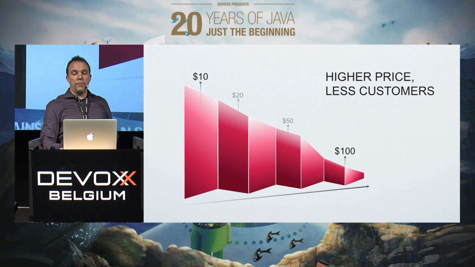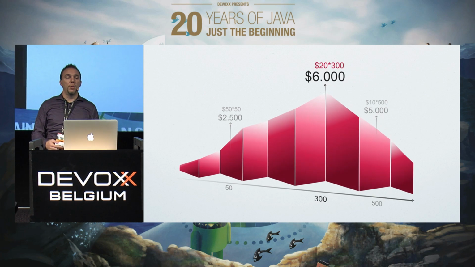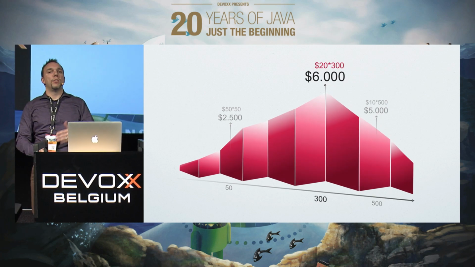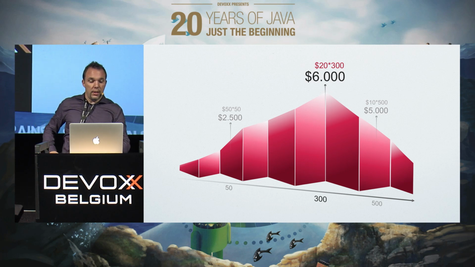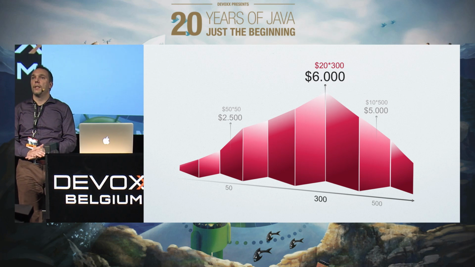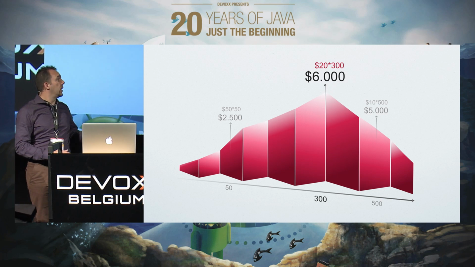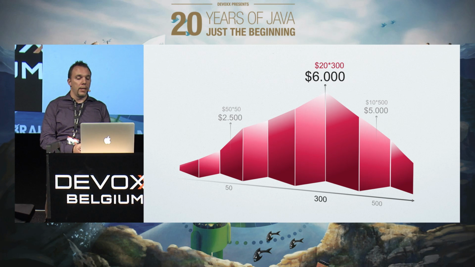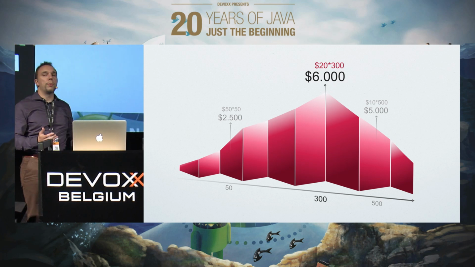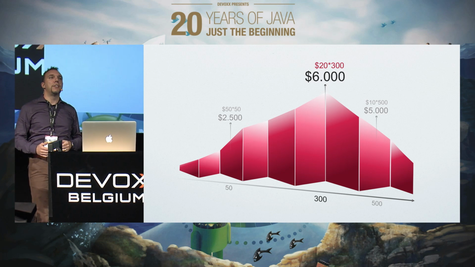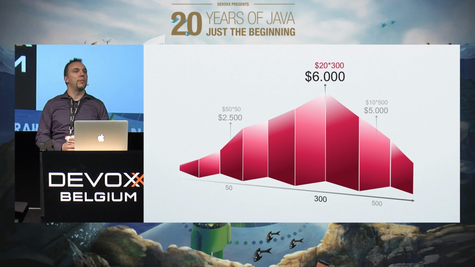Now, if you multiply price times the amount of sales you will do, you'll get this curve. This is your revenue curve, right? This is the amount of revenue you will make given the price you put on a thing. Now, it's a very straightforward curve, and most of you are pretty technical and scientific, so you understand that curve.